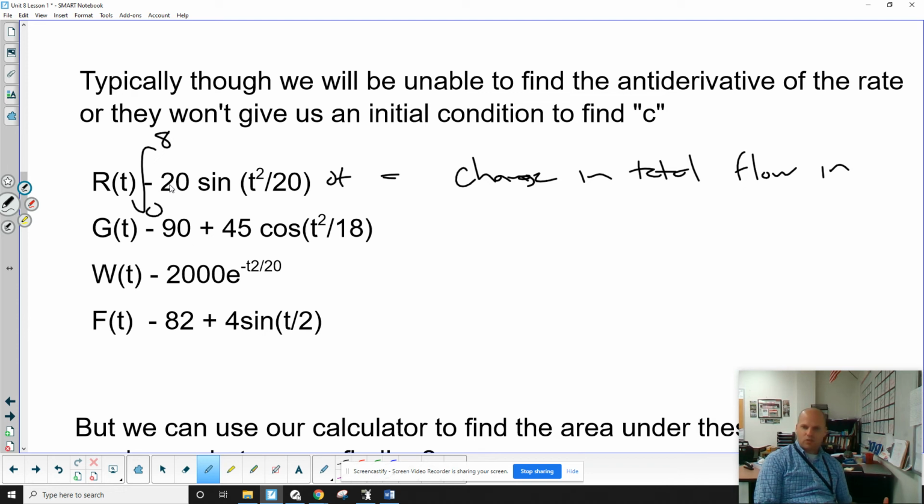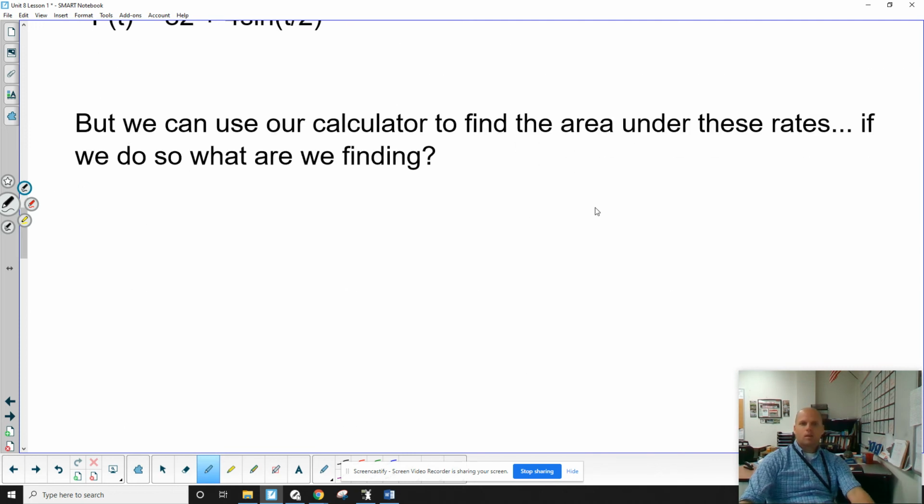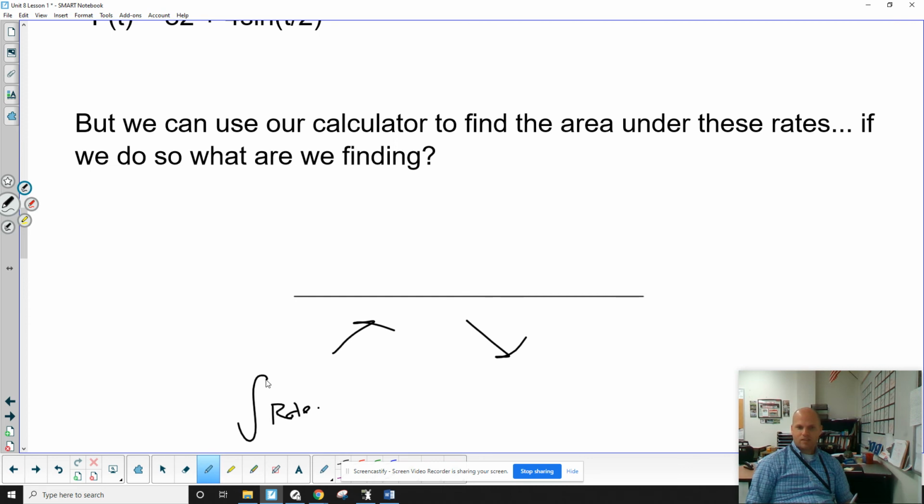I could do the same thing for D. Let's say this was D. It's not D, but let's say it's D. If you did an integral and you use your calculator of 0 to 8, you'd get your change in your total, or your total that's flowed out. Okay? And that's what's going to help us understand. It's like, oh, that's how much has come in, how much has gone out. The areas under my rates will give me how much.